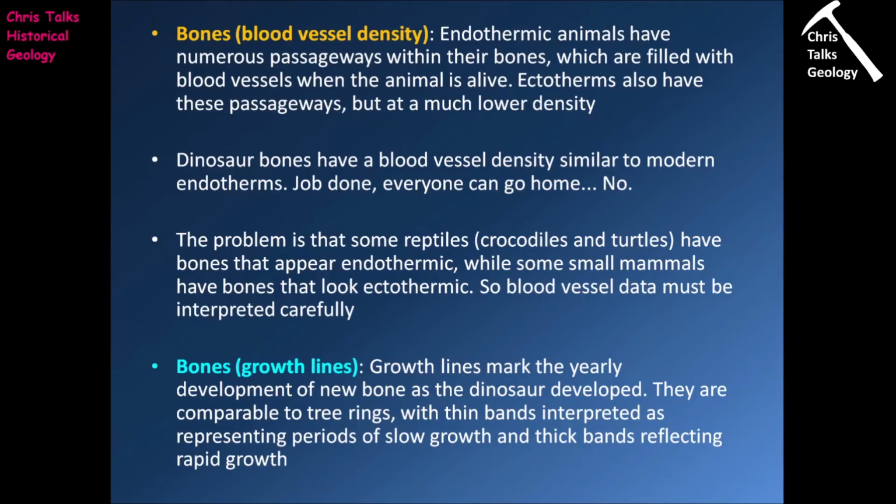So the next piece of evidence once again focuses on the bones, and in this case it's focused on the growth lines that we see in the bones. So growth lines mark the yearly development of new bone as the dinosaur develops. So growth lines are going to be appearing as the dinosaur is growing up. Once it's an adult, these growth lines are going to stop forming. So a growth line is essentially comparable to a tree ring. Typically, a thin growth band would be interpreted as representing periods of slow bone growth, and a thick band would be reflected as the result of rapid bone development.